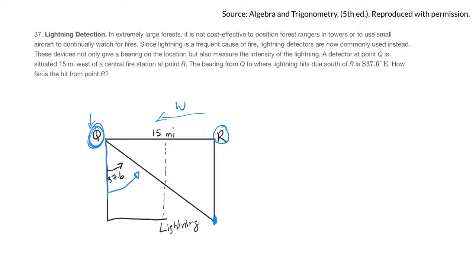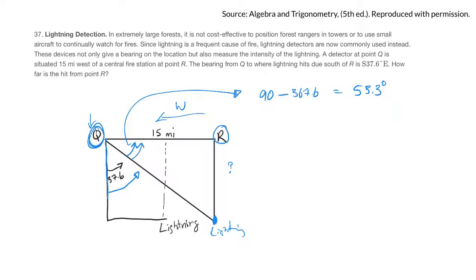But that's not really part of my big triangle here. So what I could do is figure out what this angle is. And to do that, it would be 90 minus 37.6. So that'll be 53.3, if I'm not mistaken. So that'll be this angle here. So if they want to know how far the lightning is from point R, here's our lightning down there. Well, I already wrote it.